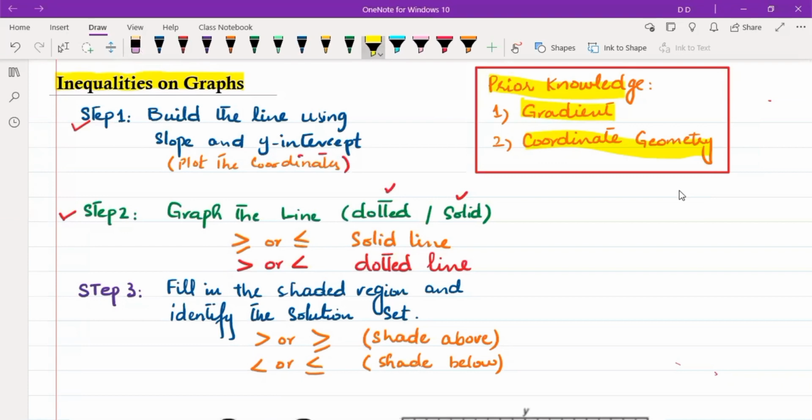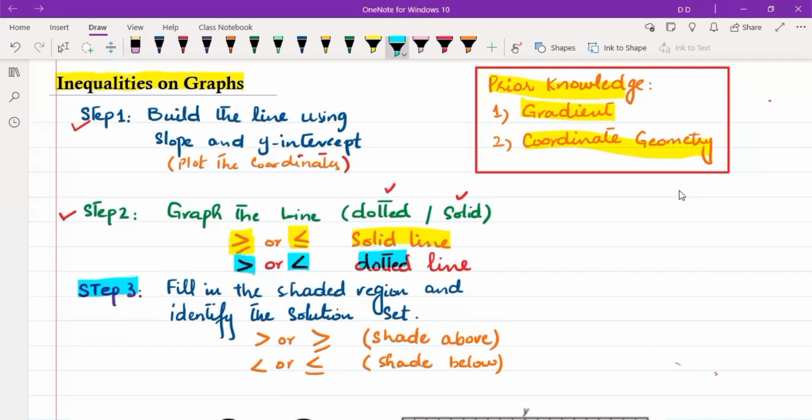We normally draw the solid line when the inequality sign has an equal sign with it, greater than or equal to, or less than or equal to. In that case, we will draw a solid line. And if the inequality sign has no equals to with it, only a greater than or less than sign, in that case, the line will be a dotted line.